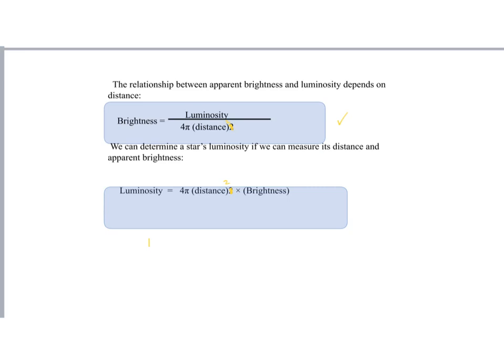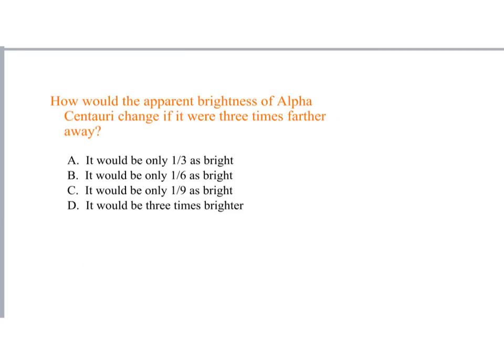I'll write it again for you. So luminosity is 4 pi distance squared times brightness. It's the same formula. You just turn it around and solve here for luminosity, right? So brightness is going to be luminosity divided by 4 pi distance squared. Okay, let's apply that formula because it's important to know how.